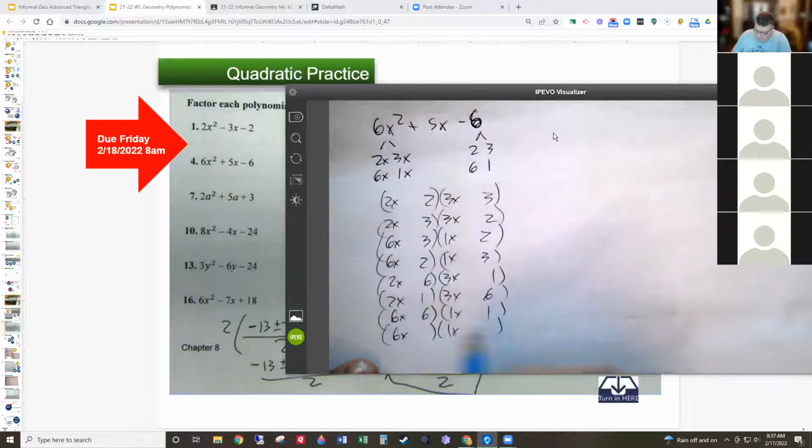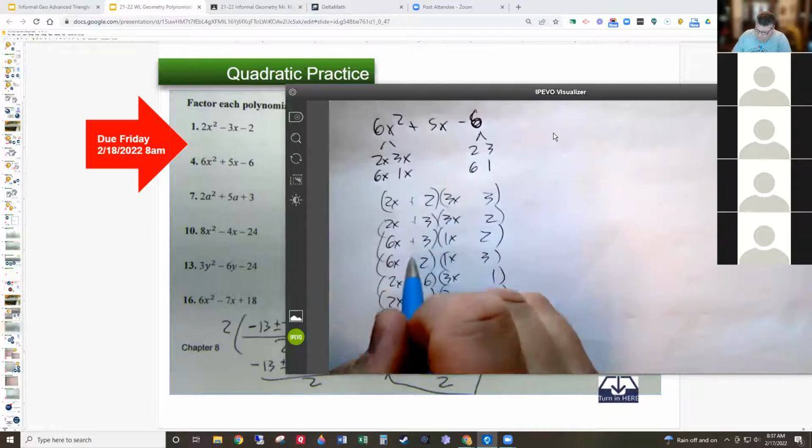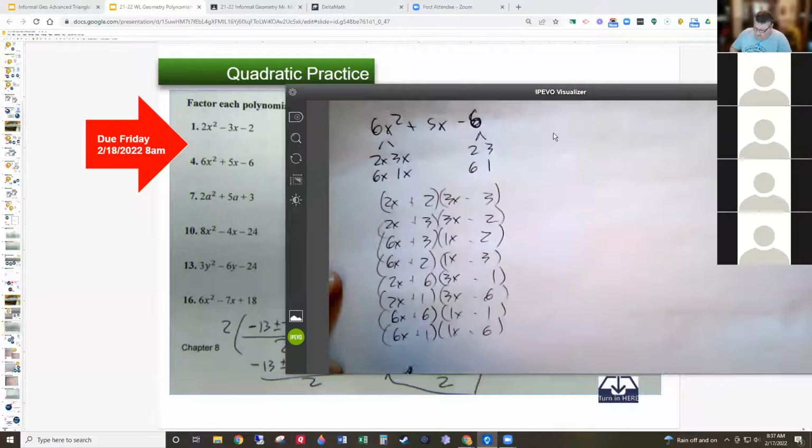So I need 6, 1, 1, 6. And of course, plus and minus signs in all the combinations. And those might not even be right. I may have to turn them around. Okay. So that would be using factoring.